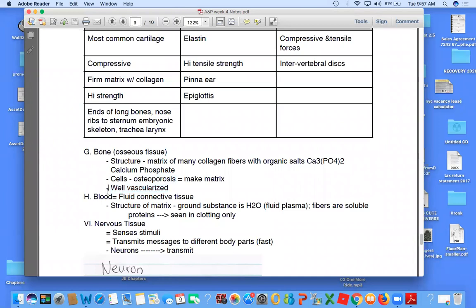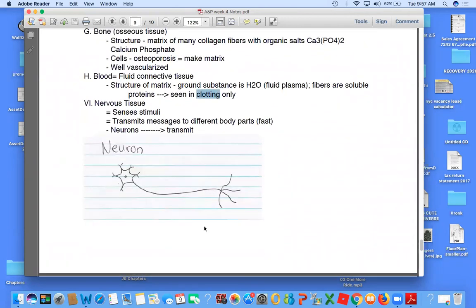Blood is completely different. The ground substance is fluid. The fibers are soluble proteins that only come out with clotting. So it's a totally different structure.